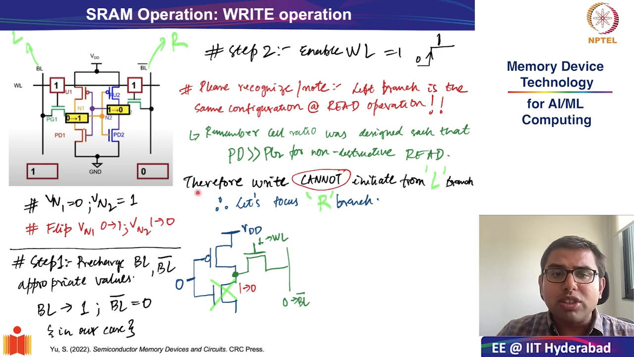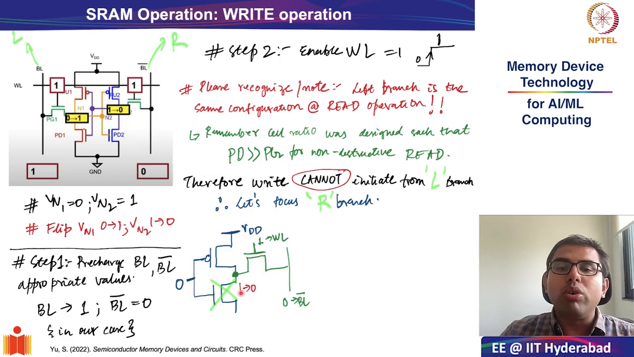For our convenience, what I have essentially done is just redrawn the right hand side of the branch separately. First and foremost, we have to recognize that the input to the right hand side of the branch is node N1, which is 0 at the current moment. So if the input is 0 to the inverter, of course the pull down transistor, the NMOS, will not be active. What will be active is the pull up transistor and the pass gate transistor on the right hand side.